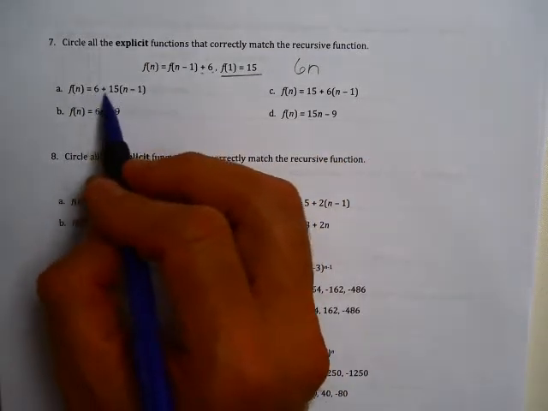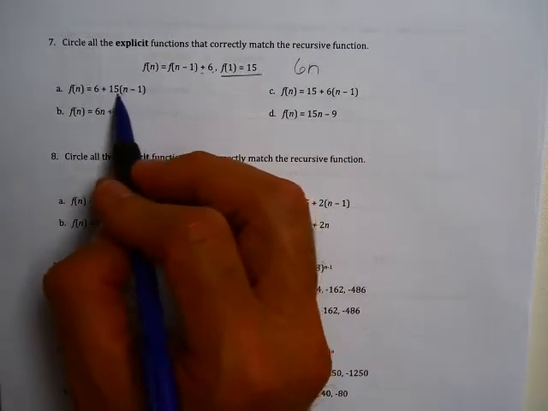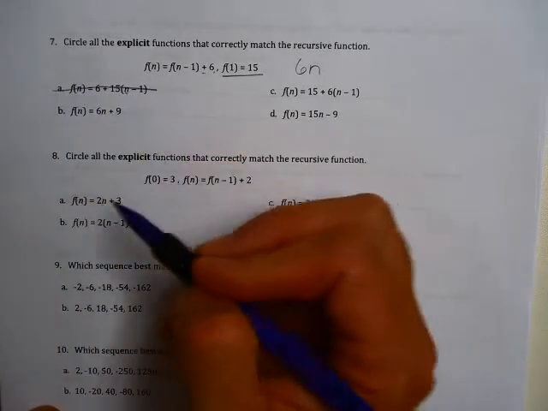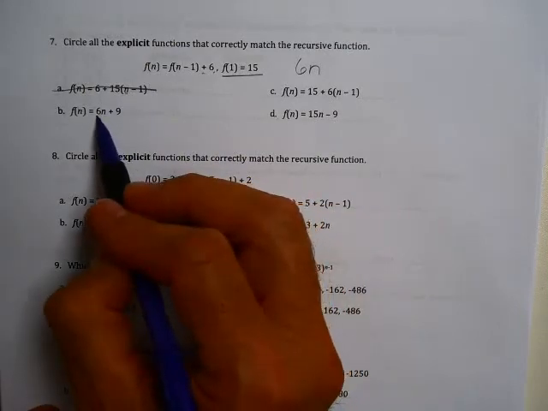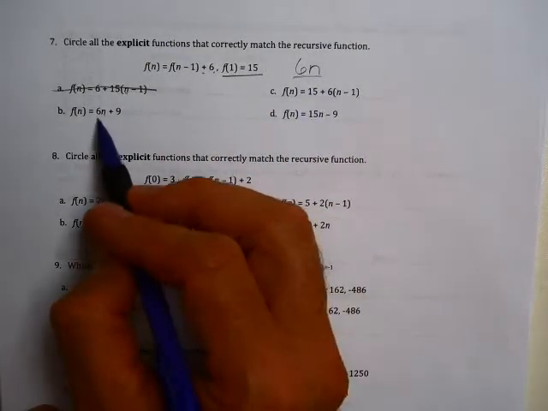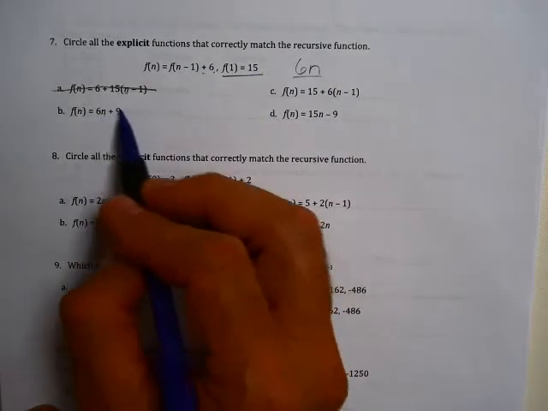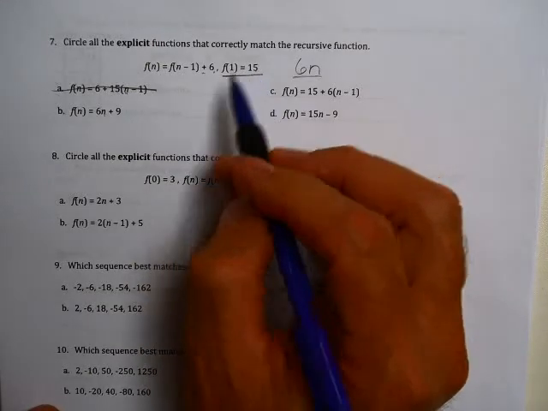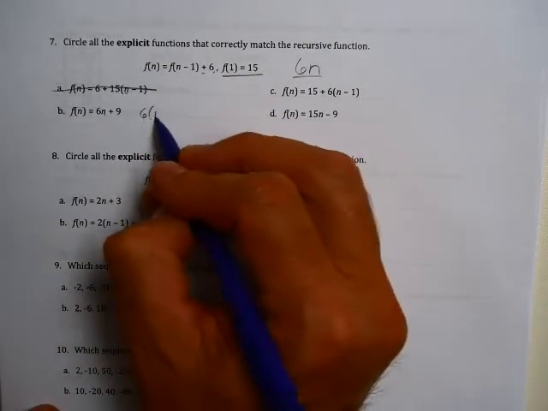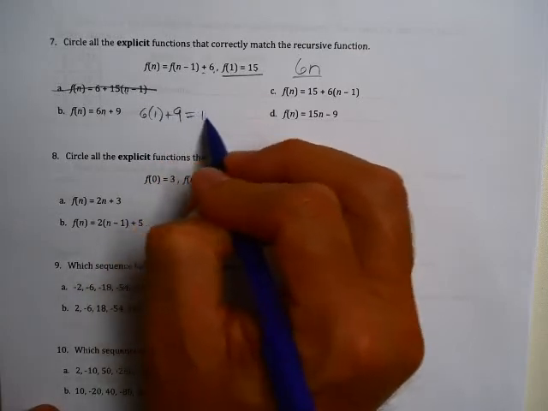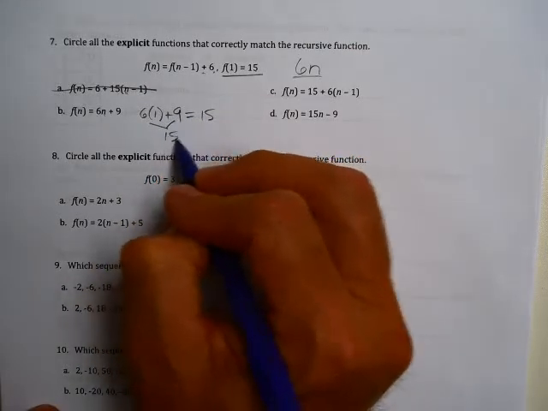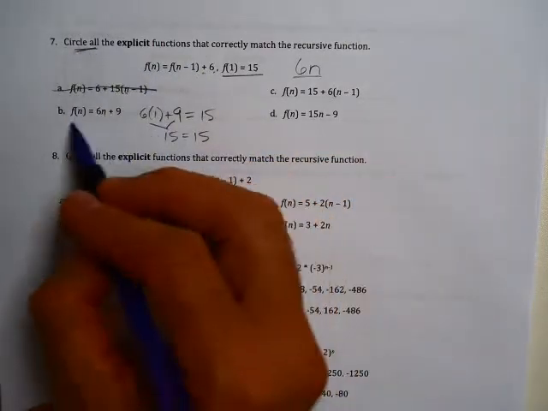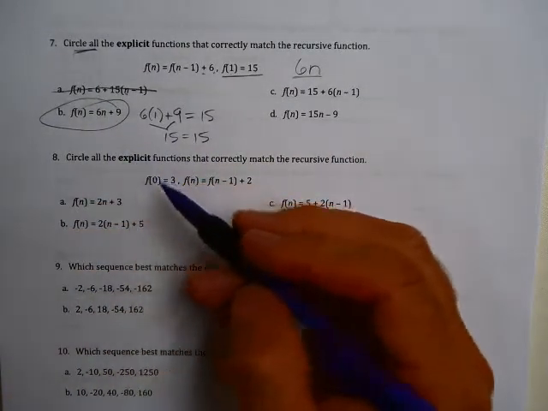If I look at A, here's the 6, but it's not going to multiply times the n like we need it to in an explicit function. So it can't be A. B, 6 times n, I'm looking for that, that looks good, plus 9. So what I want to do is double check this one. If I put in 1, do I get 15? So when n is 1, 6 times 1 plus 9, does that equal 15? And in fact it does. Now this says circle all, so that means we really need to check all the others. That's definitely the right answer.